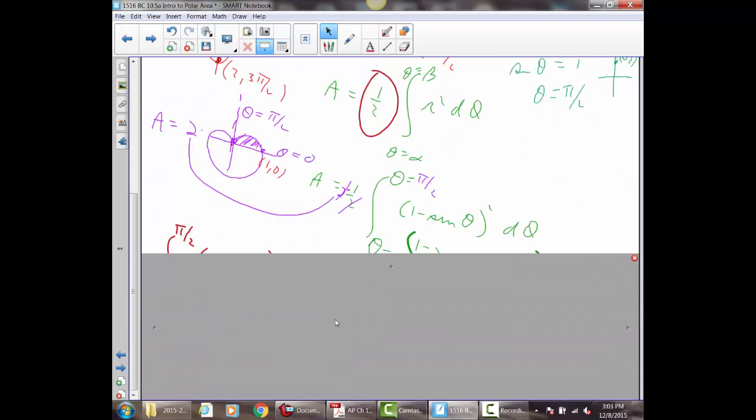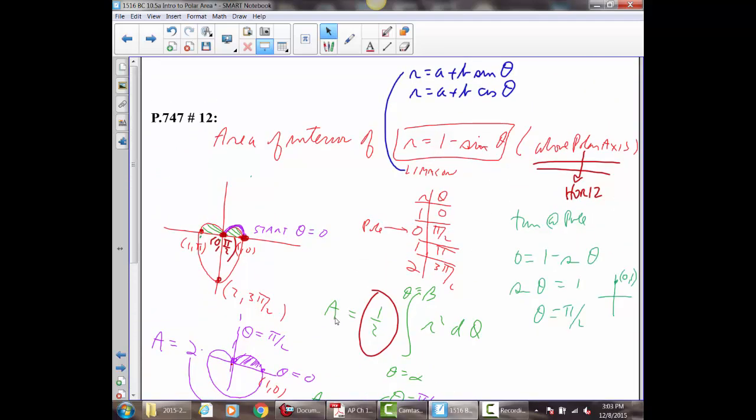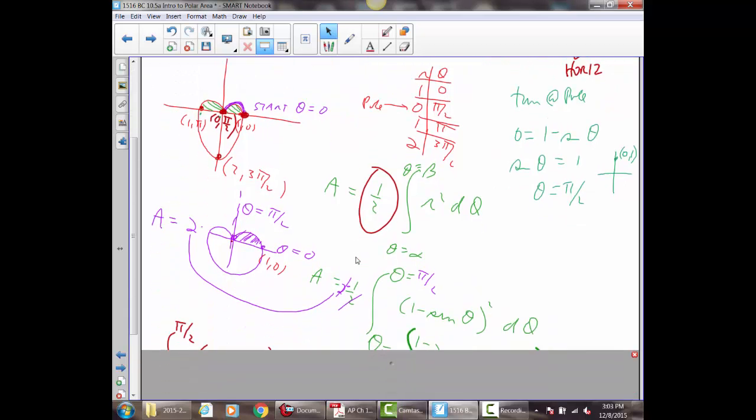So, what we're going to do here, we're going to need the tangents at the pole. So we're going to take our equation, replace r by 0. We're going to get sine theta equals 1, which will happen when theta is pi over 2. And sure enough, you can see that you went from the point (1, 0) to the point (0, pi over 2).